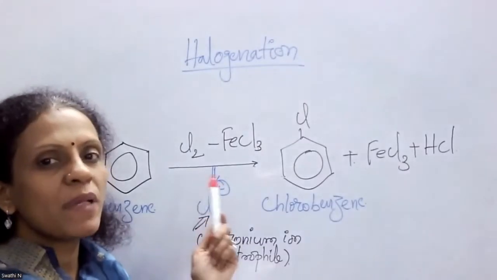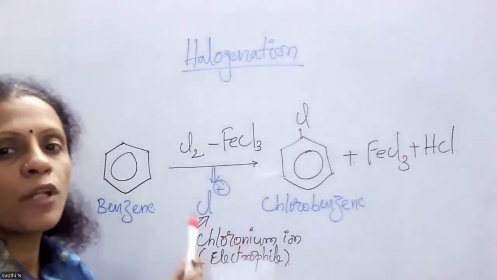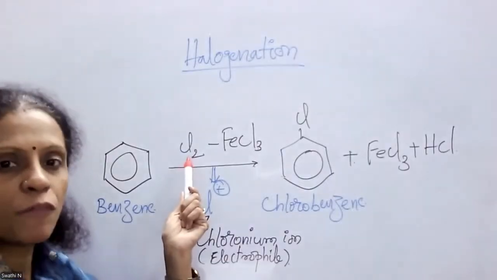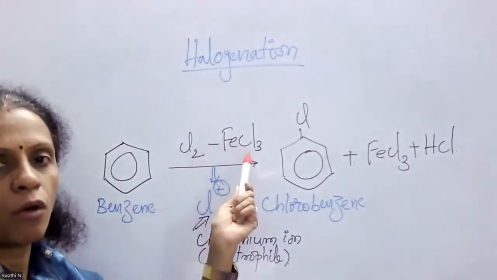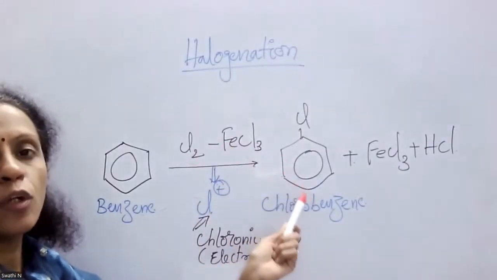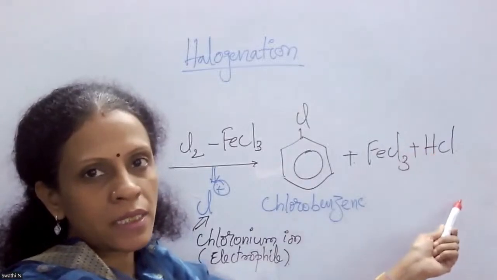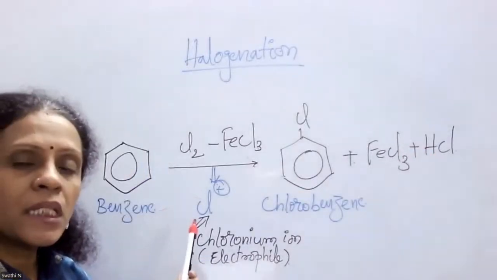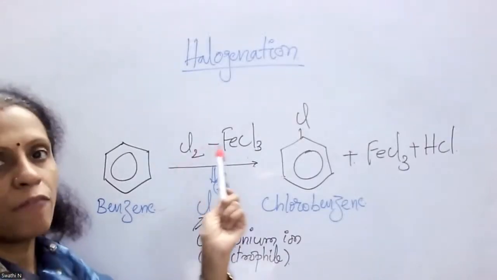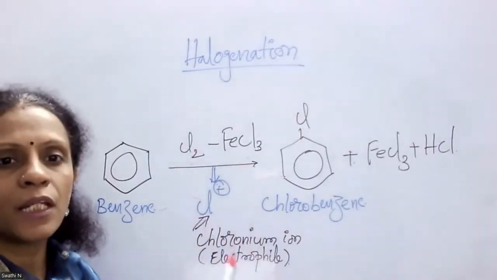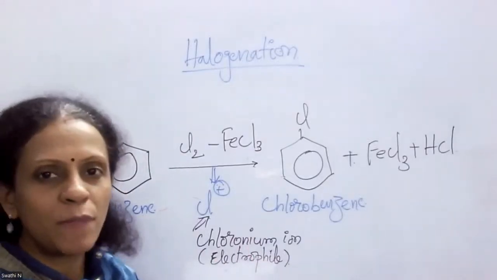So here, chlorination of benzene is considered as an example under halogenation. The reagent used in chlorination of benzene is a mixture of chlorine and ferric chloride. When benzene is treated with a mixture of chlorine and ferric chloride, chlorobenzene is formed as the substituted product, with ferric chloride and HCl as byproducts. A positively charged chloronium ion is generated from the mixture of chlorine and ferric chloride, and it is considered to be the electrophile in this reaction. Now let's see the mechanism involved in this chlorination of benzene.